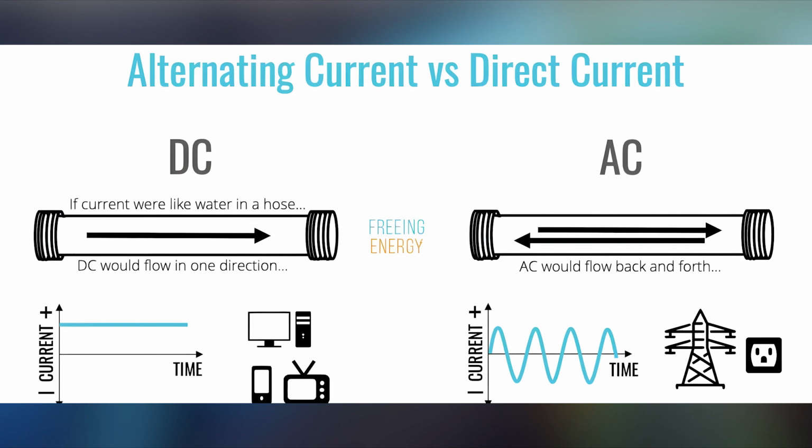So if you see somewhere about the 50 or 60 hertz of mains power, that's what it's talking about. It's talking about how many times a second the direction that the electrons are going in is flipping around. 50 hertz is 50 times a second, and 60 hertz is 60 times a second. Most countries are either 50 or 60 hertz.